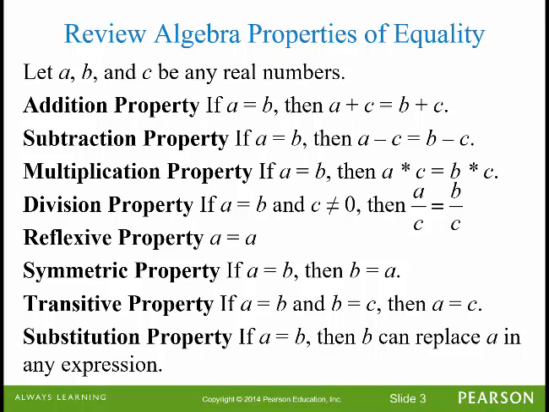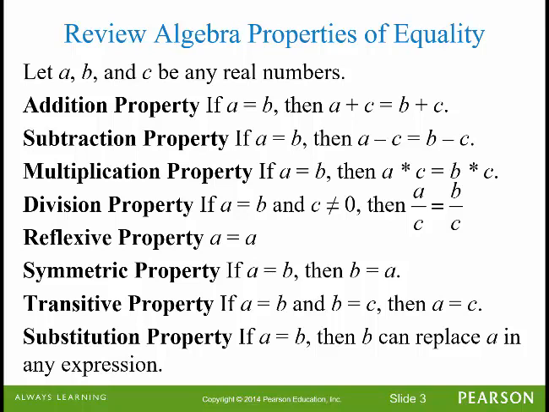Same thing with the subtraction property. If A is equal to B, then A minus C is equal to B minus C. You can subtract the same quantity from each side. The multiplication property, if A is equal to B, then A times C obviously has to be equal to B times C. So you can multiply both sides by the same number. Same thing with the division property. If A is equal to B and C is not equal to 0, because you can't divide by 0, obviously, then A divided by C is equal to B divided by C.